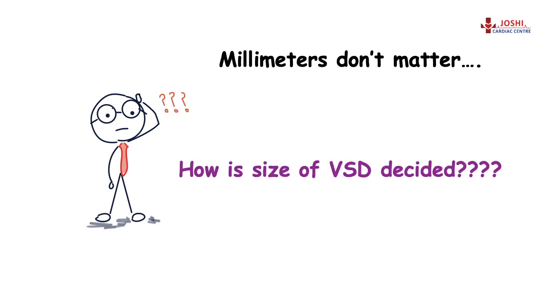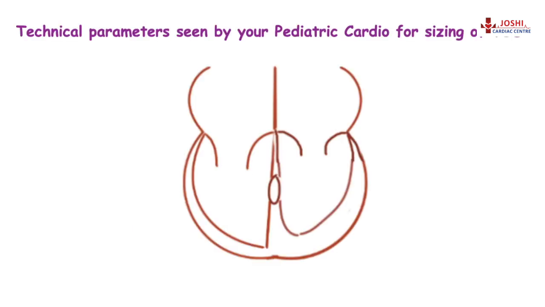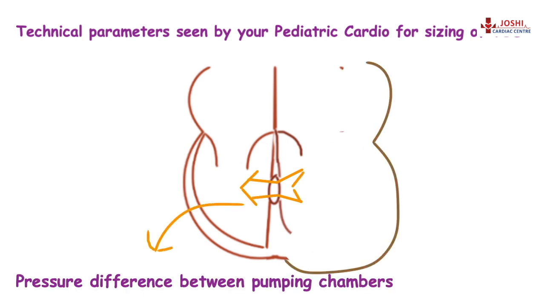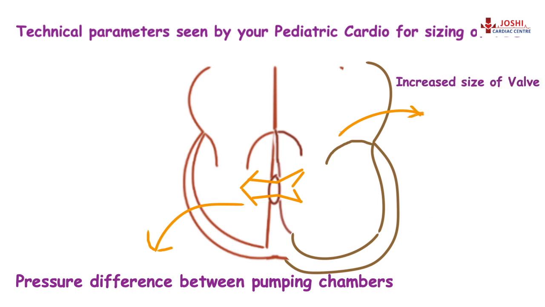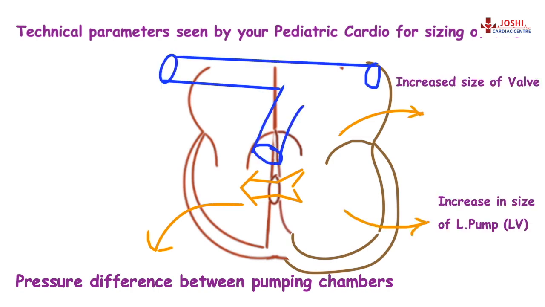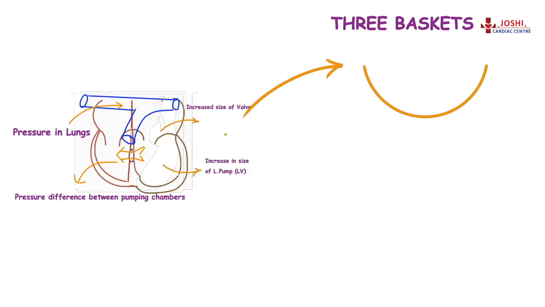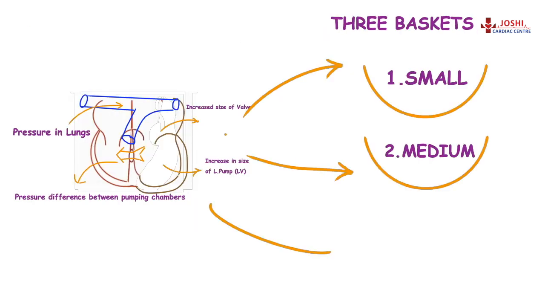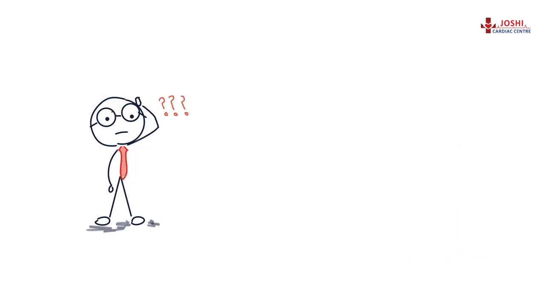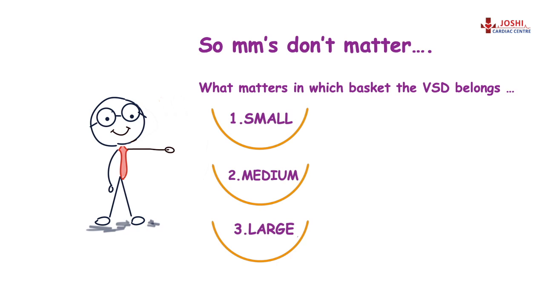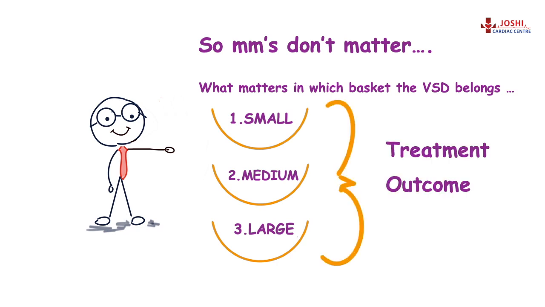Moral of the story is millimeters are deceptive. Don't delve too much into them. So if millimeters don't matter, how are VSDs classified depending upon size? Technical parameters seen by a pediatric cardiologist to size the VSD are the pressure difference between the two ventricles, increased size of the left-sided chambers of the heart and valves, and pressure in the lungs. With these technical parameters, your pediatric cardiologist will classify VSDs into 3 baskets: small, medium and large. So millimeters don't matter. What matters is the basket in which these VSDs belong. Also, the prognosis and outcome of VSDs depends upon these categories.